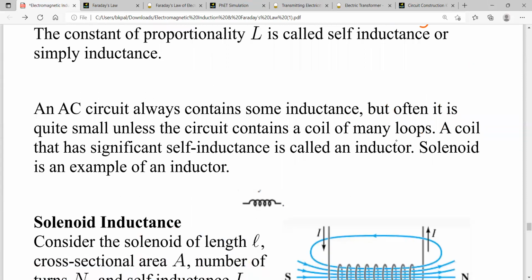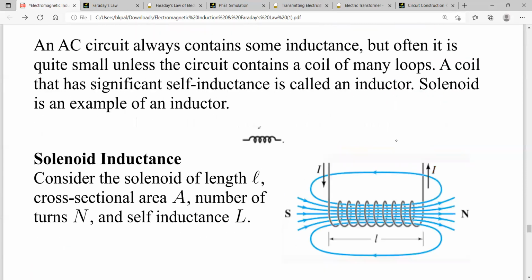All right. Now we can have self-inductance in a solenoid. So you see this is a picture of a solenoid. Let's say a current I is flowing through this solenoid. The length of the solenoid is l, the cross-sectional area is A, the number of turns is N, and the self-inductance for this coil is L. I mean capital L. Don't mix up this length and this self-inductance. Cross-sectional area means this area.